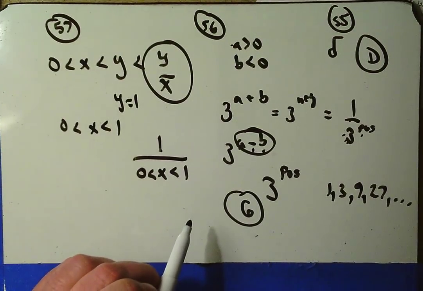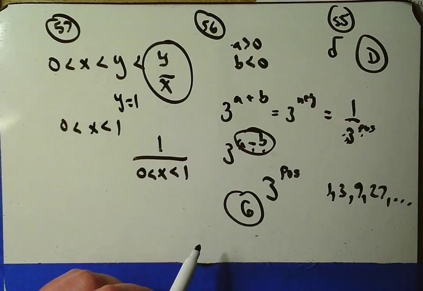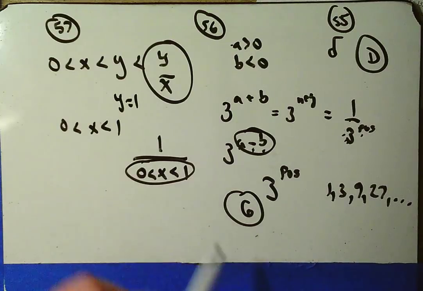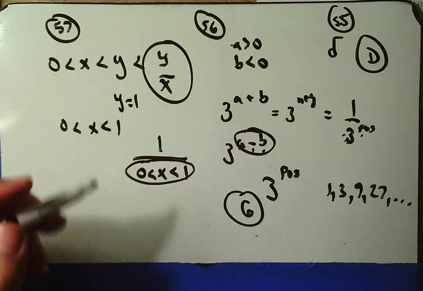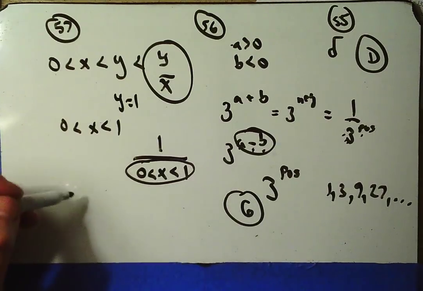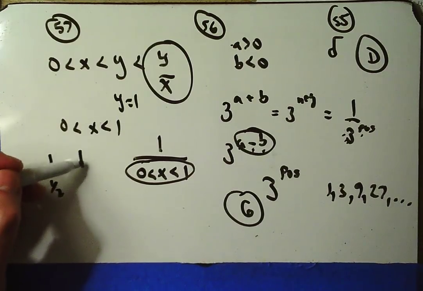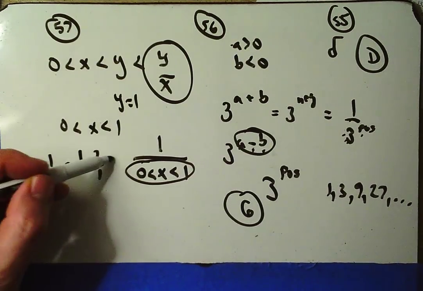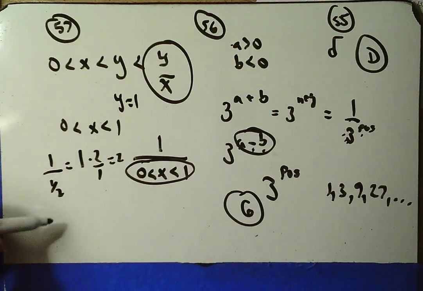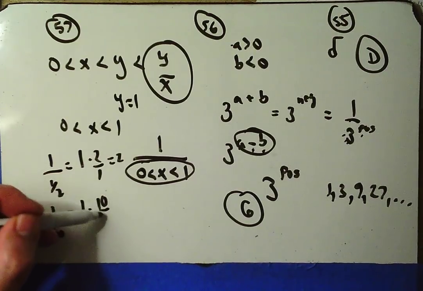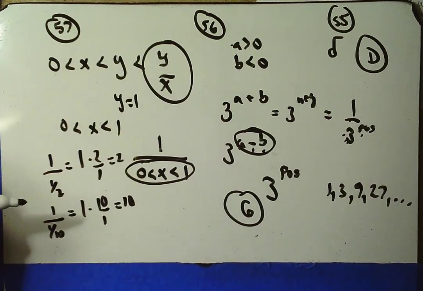Give forth all the values which y over x could have. Well, remember that we said that x was some number between 0 and 1. Well, that's a number like, I don't know, 1/2. So I've got 1 over 1/2, which is 1 times 2 over 1, or 2. Or x could be 1/10, which is 1 times 10 over 1, or 10.